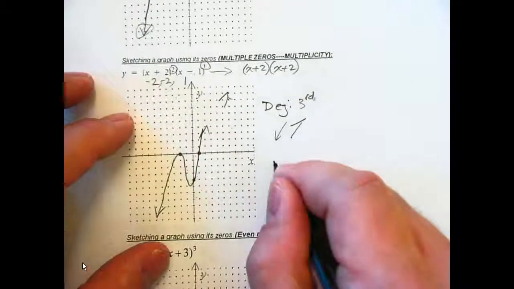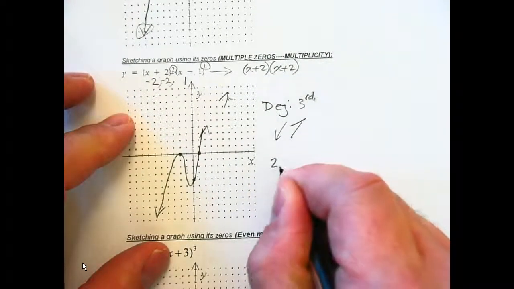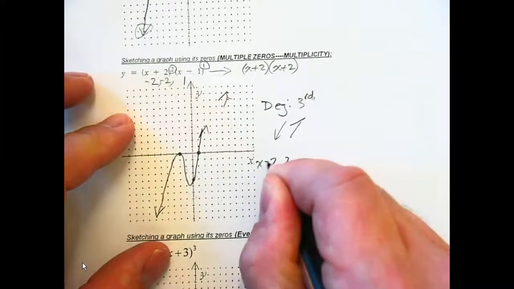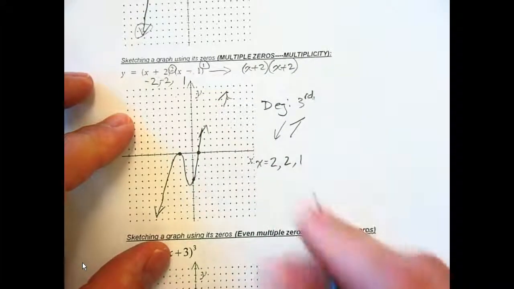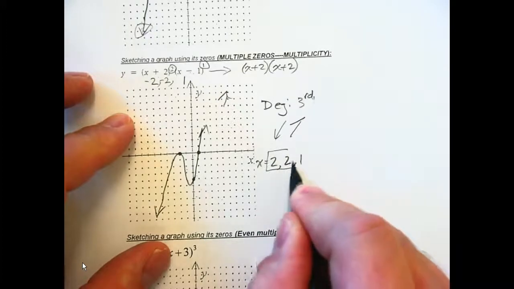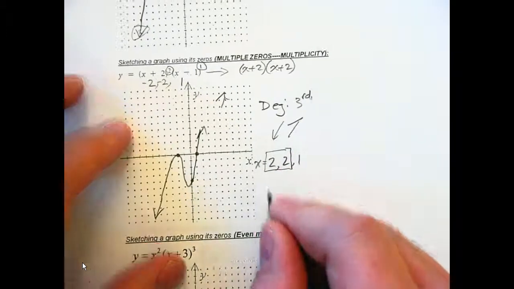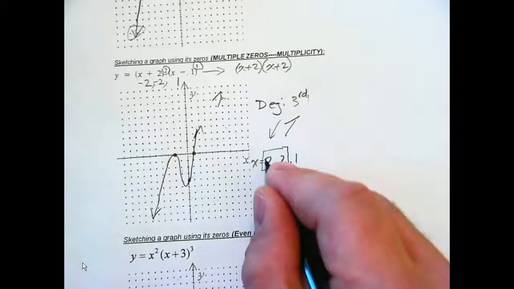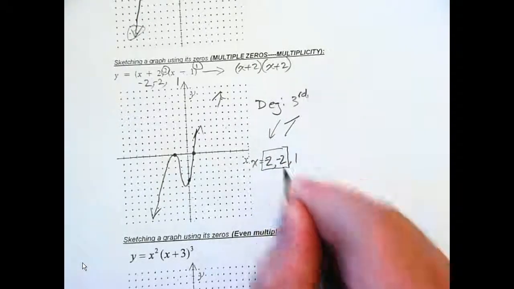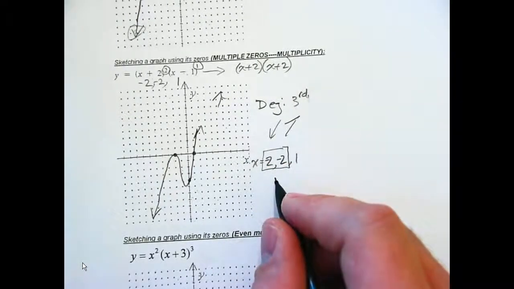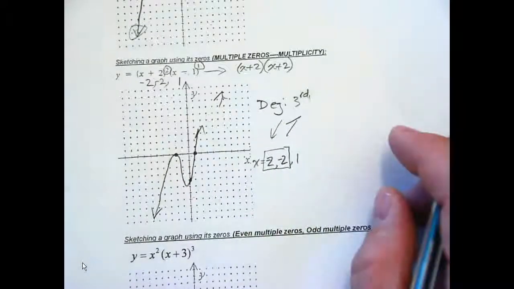My x-intercepts were -2, -2, and 1. You have a multiplicity. We call that a multiplicity. Oh, -2, thank you. We have a multiplicity of 2 at -2. There are multiple zeros. Yes?